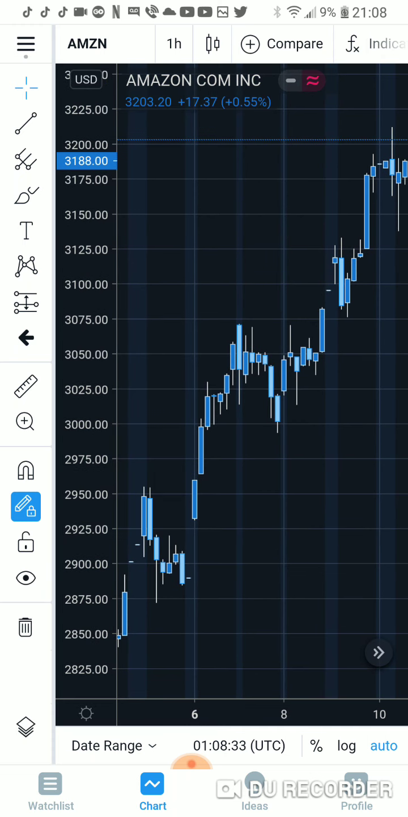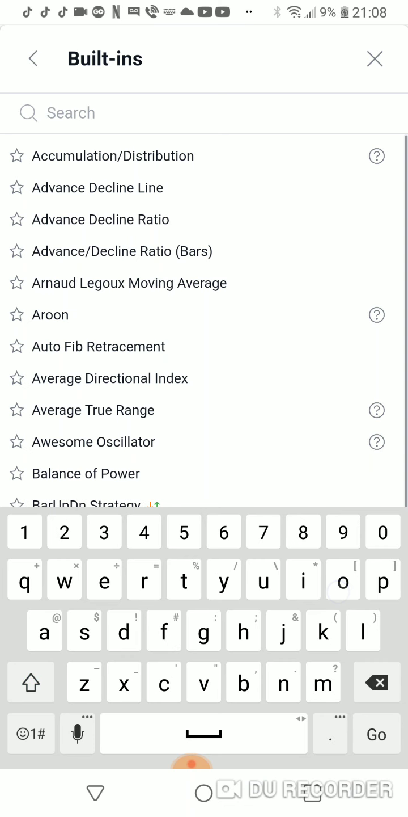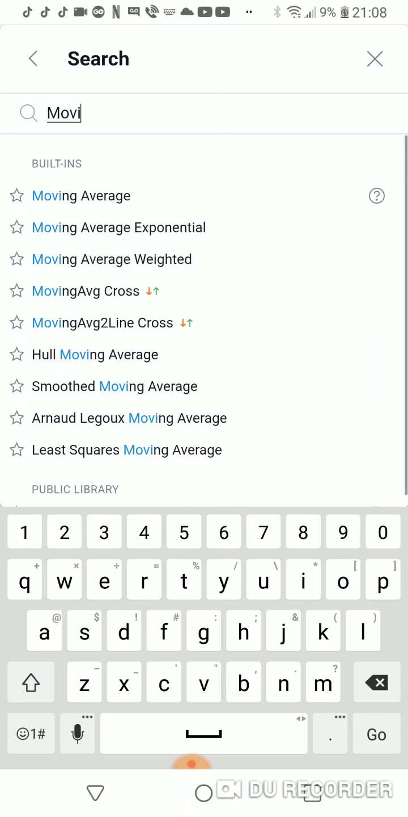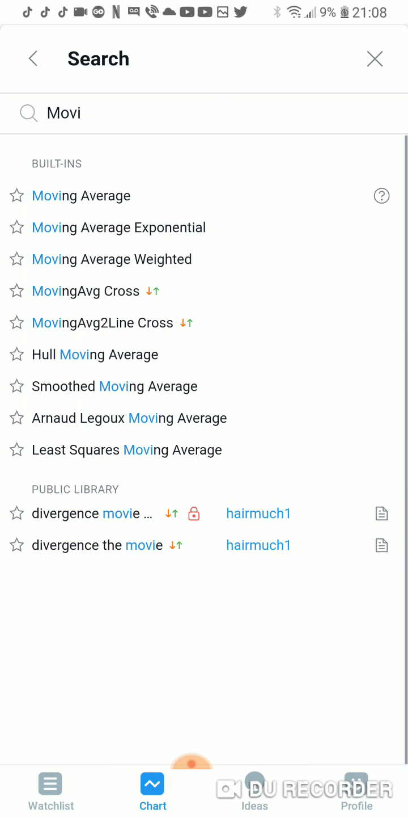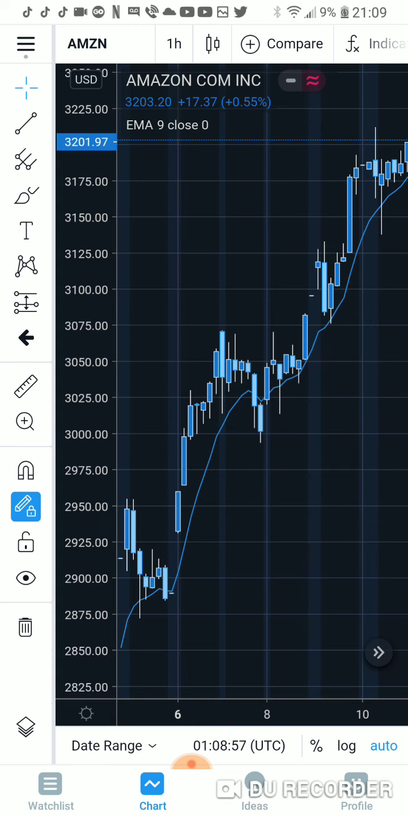Anyway, first thing you want to do, this is the app, but even if you're doing it on your phone, this is TradingView. You go to indicators. You want to add the moving average, like I told you. I like the exponential moving average. So, boom, it'll add, and then you'll see it right there. See the moving average looking like that.